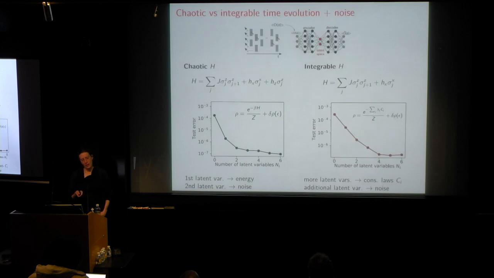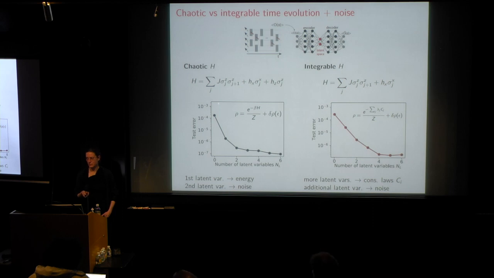Now, when we contrast evolution with respect to chaotic versus integrable Hamiltonian, here as the dominant part, we see also from this autoencoder analysis that we clearly need more variables in the latent space to successfully describe the data, related to the fact that we are indeed stabilizing these more complex states, which are the generalized Gibbs ensembles.